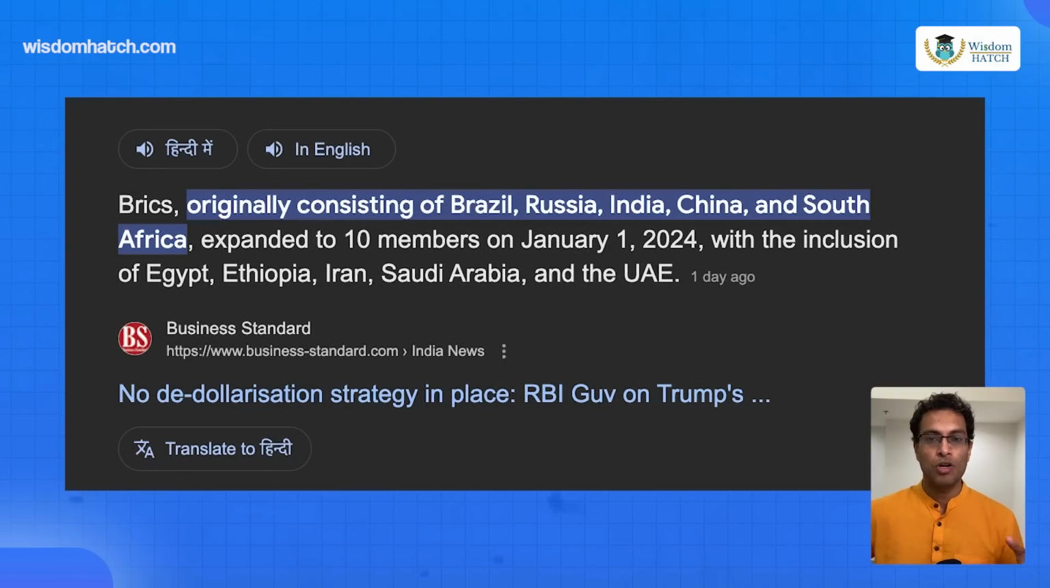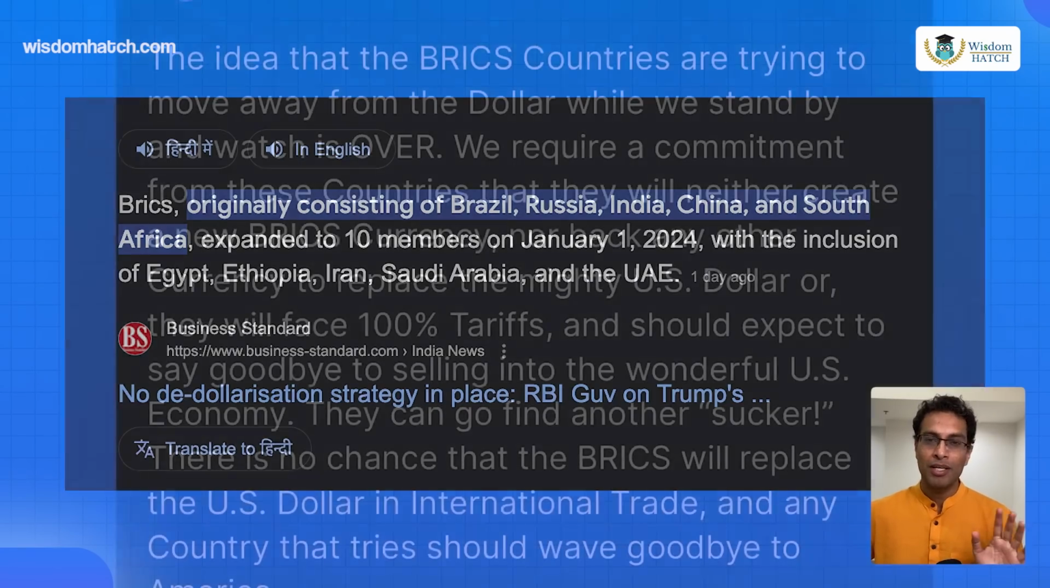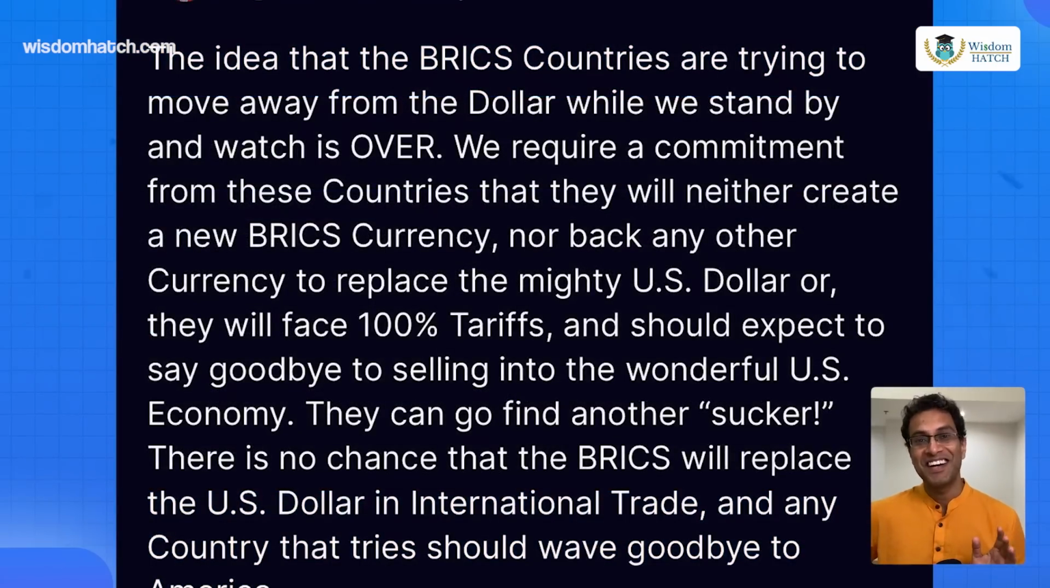So BRICS nations have come together. They are trying to formulate a currency. Donald Trump has recently issued a warning that if you people do this, then he will ban you, right, and what not, right? So America is not going to let these types of currencies flourish.